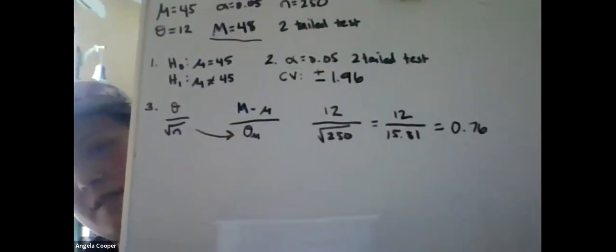Alrighty, so now let's do that. 12 divided by 15.81 gives me 0.75901, and so on. So I round that to 2 decimal places: I have 0.759 there, and I round that to 0.76.